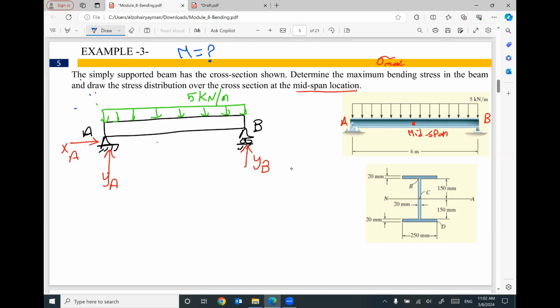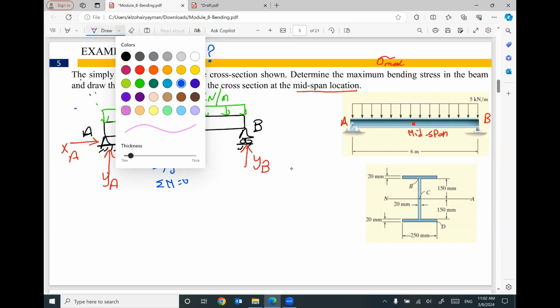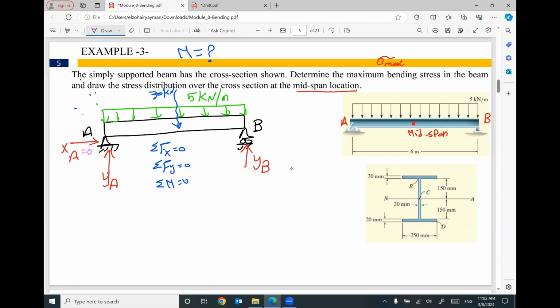At this roller, I will have only one reaction, YB. Then I need to apply the three equilibrium equations: summation Fx equals 0, summation Fy equals 0, summation moment at any point equals 0. Keep in your mind, this distributed load will be equivalent to 5 times 6, which is 30 kilonewton. If you apply these equilibrium equations, XA will be 0, YA will be 15 kilonewton, and YB will be 15 kilonewton. Please go back to the engineering mechanics and see how to figure out the reactions, or the review videos at the beginning of this course.